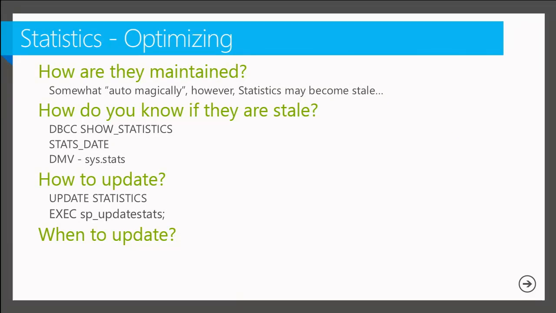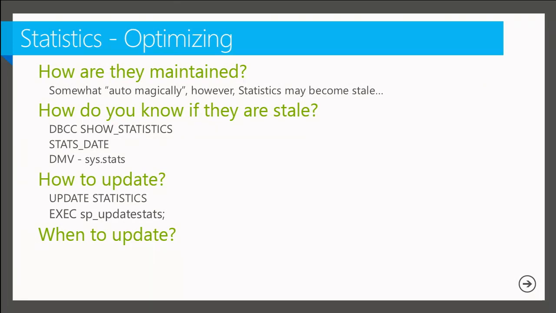These are all prefixed by sys. They're built in. They're part of the core product. In every database, you can see the dynamic management views. And I use them a lot now because they're very powerful. They give you some core information about the database that it's hard to get otherwise. How to update? UPDATE STATISTICS, or EXEC sp_updatestats, is one way. And I'm going to show you a more efficient way to do it in just a few minutes.